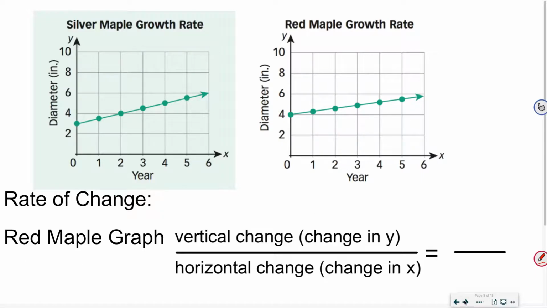Okay, so for my red maple, how can I represent my change in y compared to my change in x? If you remember, we did the table. How much was my red maple growing every year? Every 1 year, what was happening to the red maple when we filled in the table? 0.3. It was growing by 0.3. So that means every year that passed, it grew by about a third, from 4 to 4.3 to 4.6.